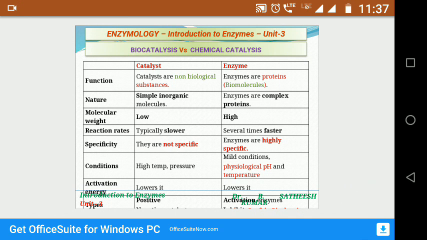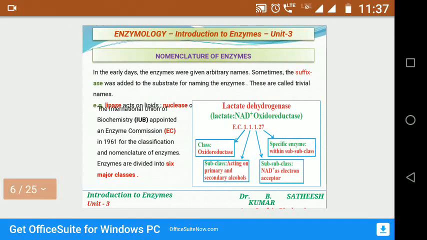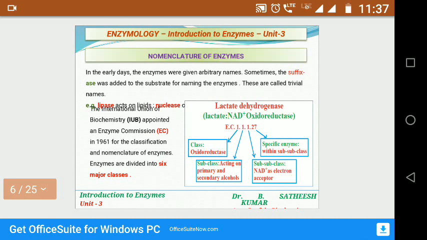So that is why we have to have different naming strategies to give names to different enzymes based on a particular set of rules. For that, we have one international committee, known as the Enzyme Commission. That Enzyme Commission was appointed by the IUB, the International Union of Biochemistry.